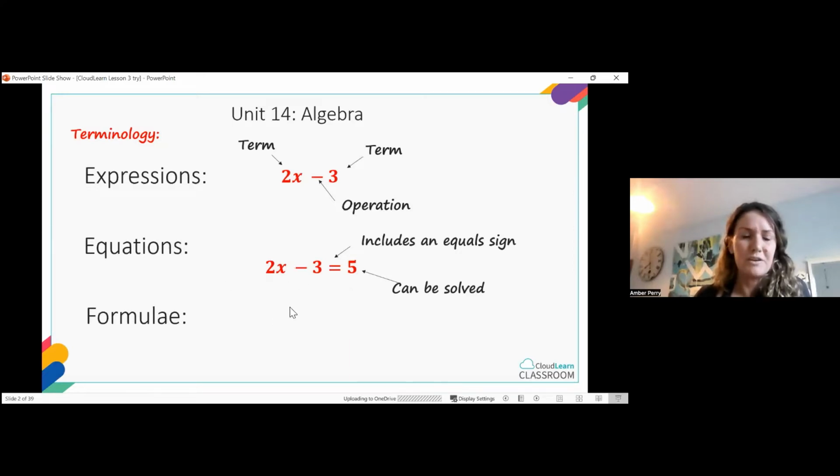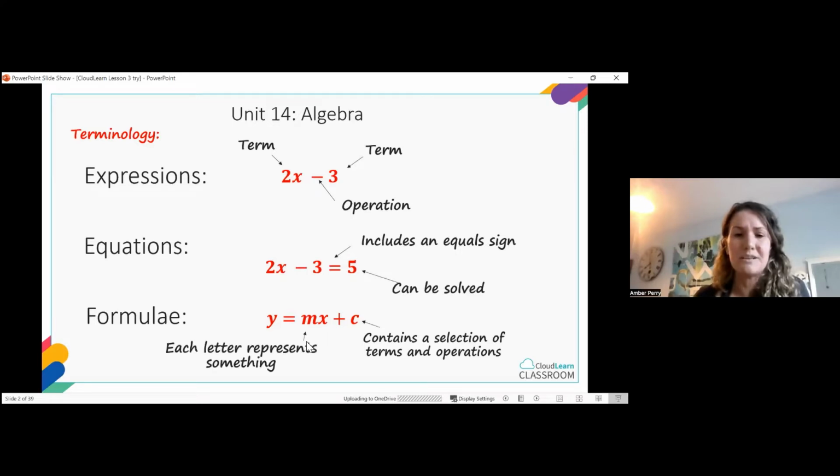And then we'll be moving on to look at some formulae as well. And a formula is something like this. We have lots of letters and variables within it, and they all basically mean something. So they're always going to have something to do with a real life situation. So this one you may have seen before and recognized.